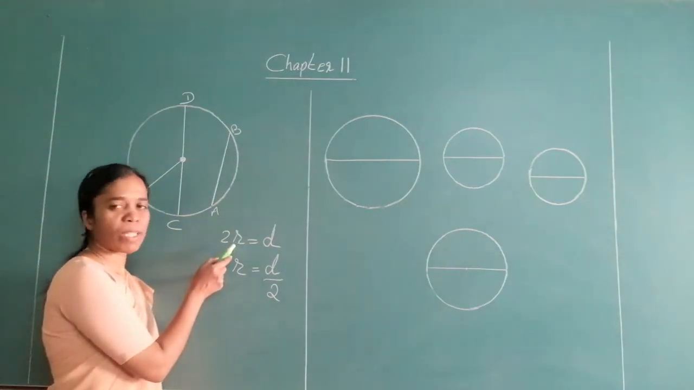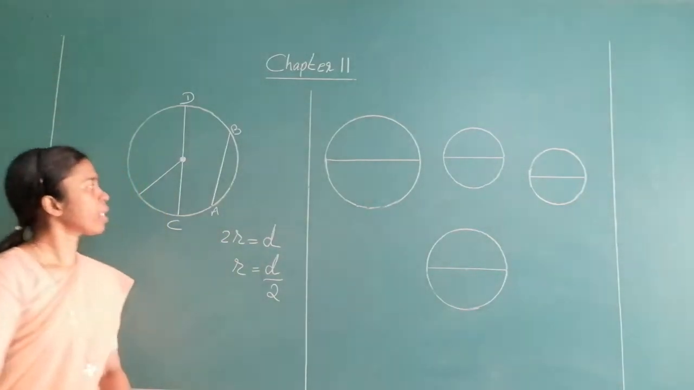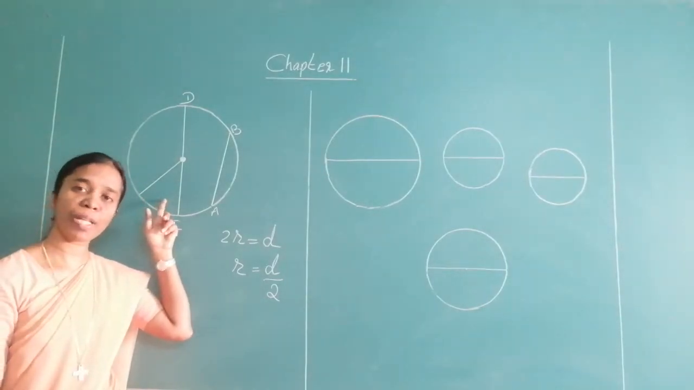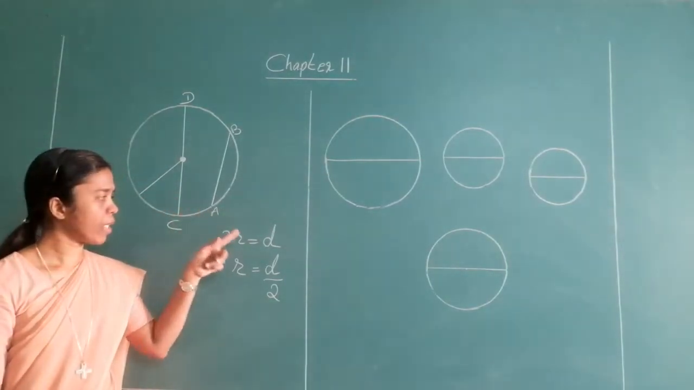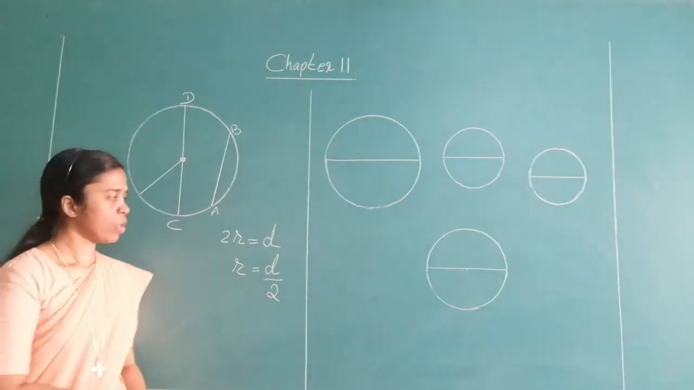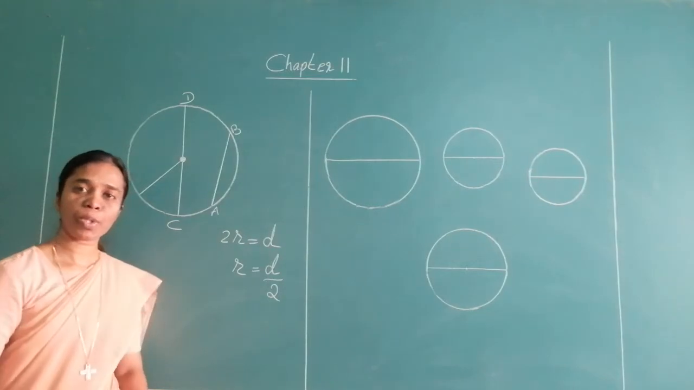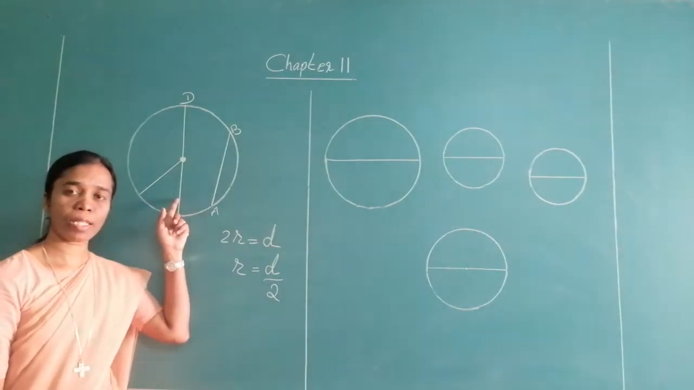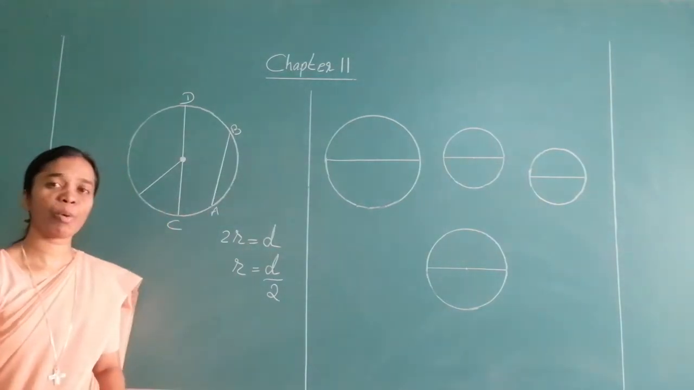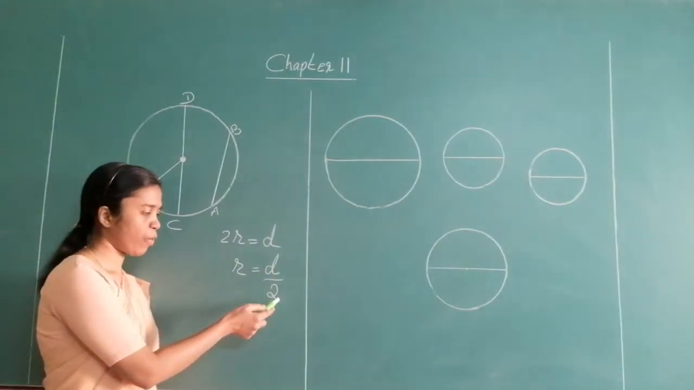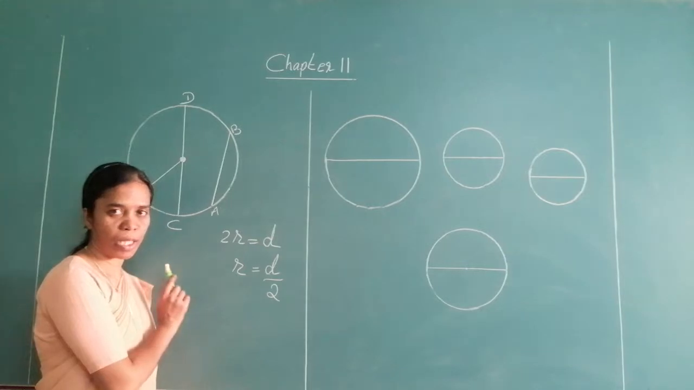From here, suppose you are given the value of a radius. You are told that the radius is 5 centimeter. How do you find the diameter? Radius is 5 centimeter. So substitute for radius. So you will get the diameter. Suppose you are given diameter is 8 centimeter. How do you get the radius? Diameter is 8 centimeter. Divide by 2, you will get the radius.